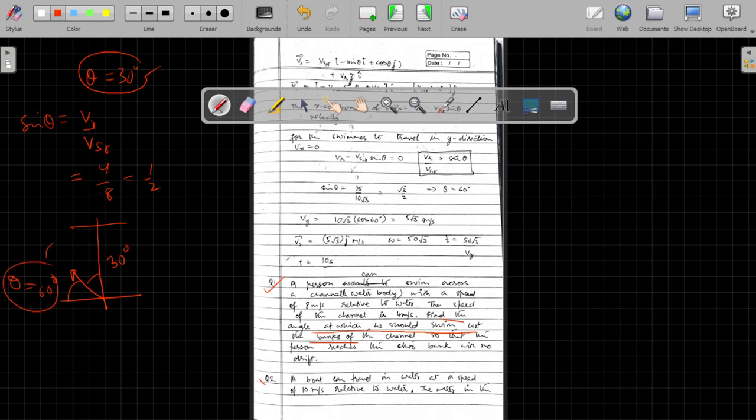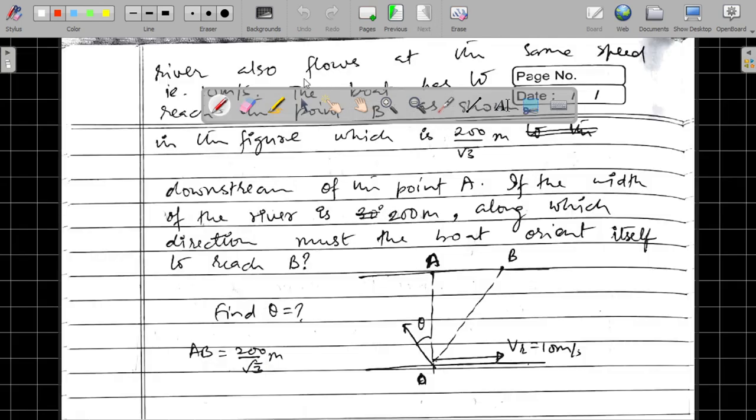Next question, which would be the last question. A boat can travel in water at a speed of 10 meter per second relative to water. The water is also going to travel at the same speed. It is also going to travel at some 10 meter per second.